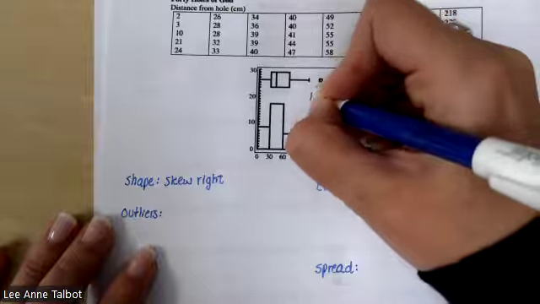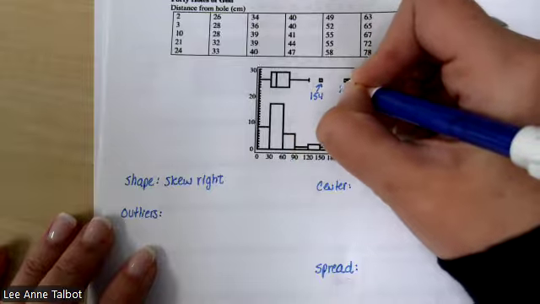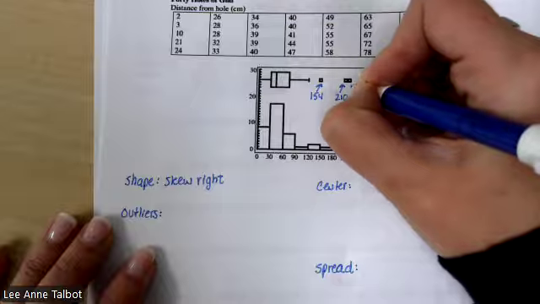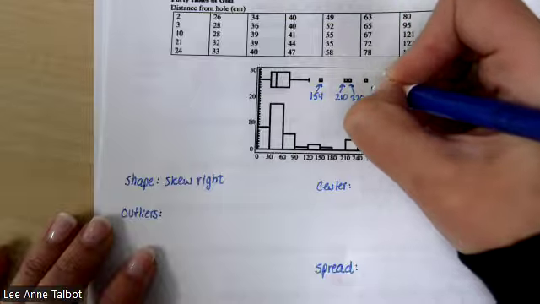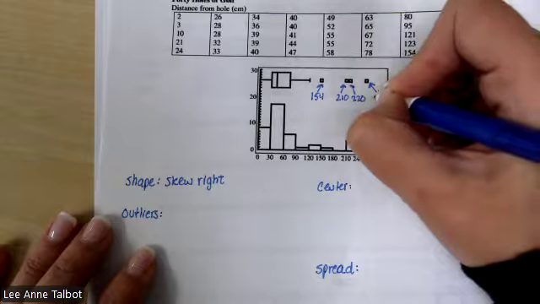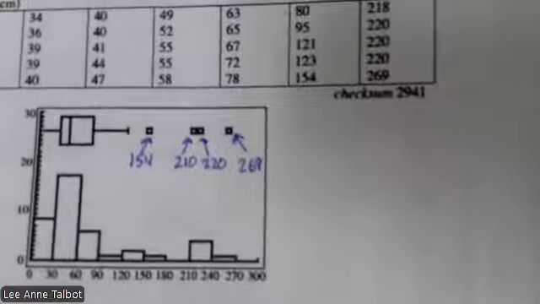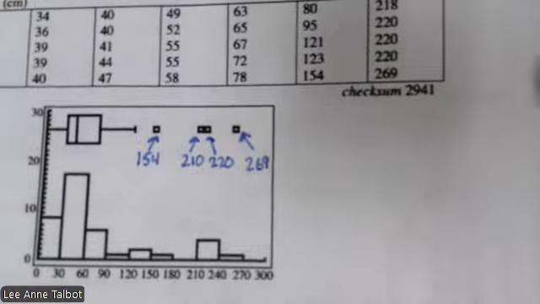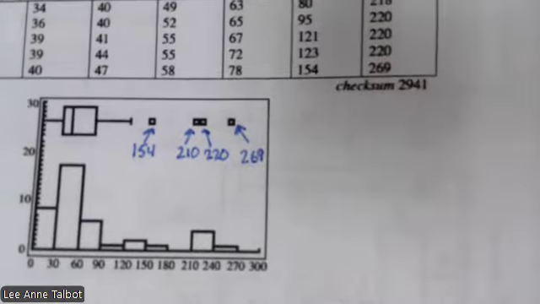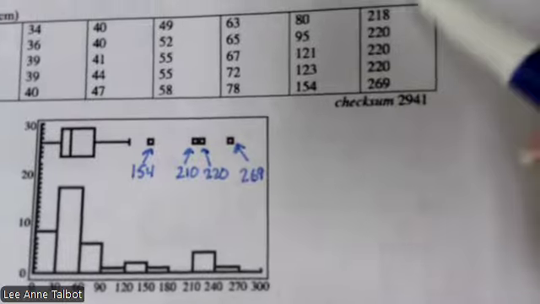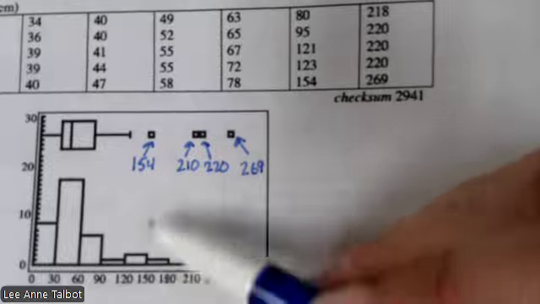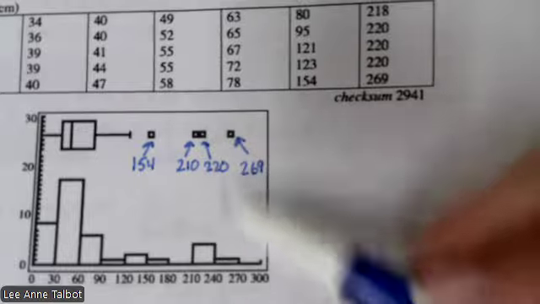So I'm gonna make a little note. 154, 210, 220, 269. Can you guys all tell where I got those numbers from? Right here in the list. And then I just looked at the scale down here to figure out.